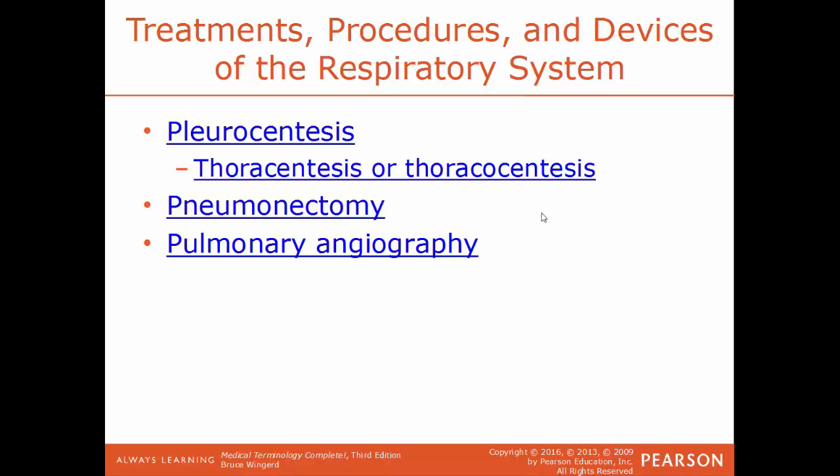Pneumonectomy. This is the surgical removal of a part of a lung or of an entire lung. Pulmonary angiography is a process where certain dyes are injected into the blood vessels of the lungs in order to check for any abnormalities or any malformations. And so by doing so, you're able to see the entire vessel structure of the lungs.